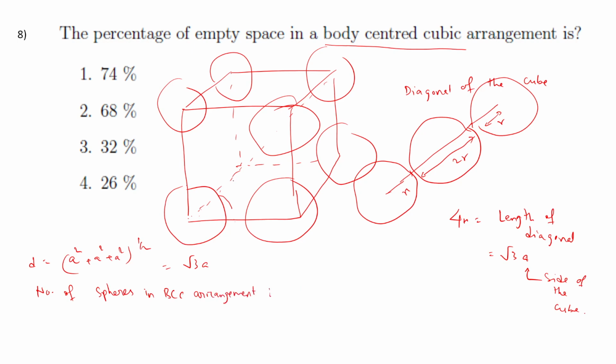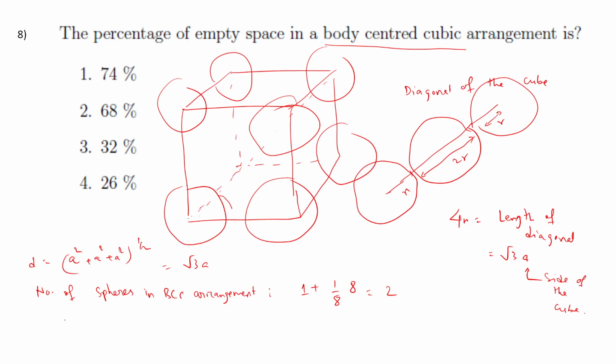One sphere is in the center, which you can count as 1, and there are 8 corners, and from each of these 8 spheres, 1/8 of the volume of each sphere is there. So it is 1/8 times 8. So basically there are 2 spheres in a unit cell.